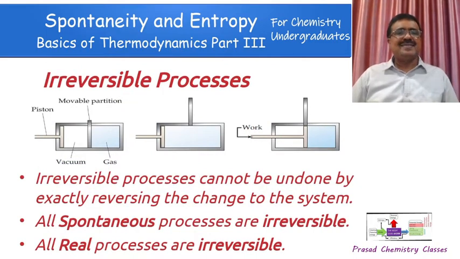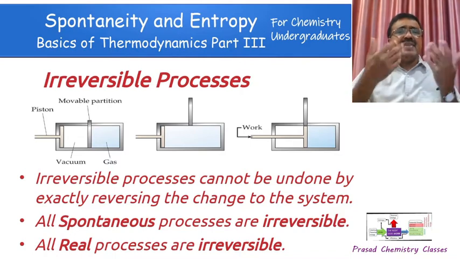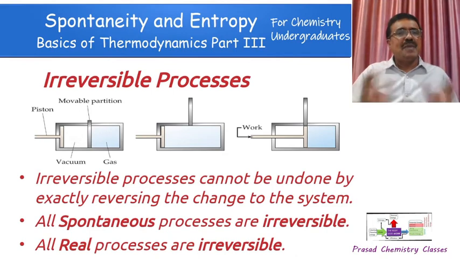An irreversible process is one that cannot be undone by exactly reversing the change in the system. Changes in the system we can reverse, but changes in the surroundings sometimes we cannot reverse. Such processes are irreversible in nature. We can consider the expansion of gas into vacuum. The system does no work when it is expanding into vacuum. That is an irreversible process. We say it is a spontaneous process as well.